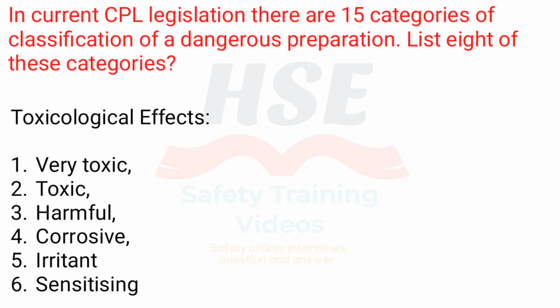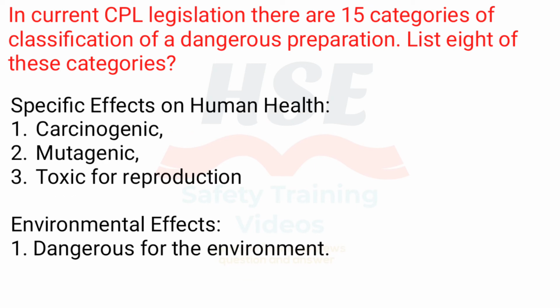Toxicological effects: 1. Very toxic. 2. Toxic. 3. Harmful. 4. Corrosive. 5. Irritant. 6. Sensitizing. Specific effects on human health: 1. Carcinogenic. 2. Mutagenic. 3. Toxic for reproduction. Environmental effects: 1. Dangerous for the environment.